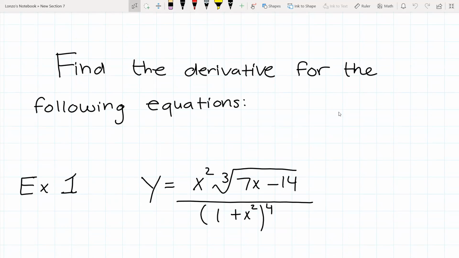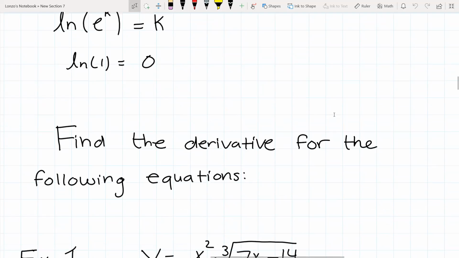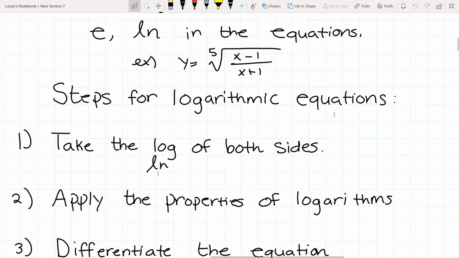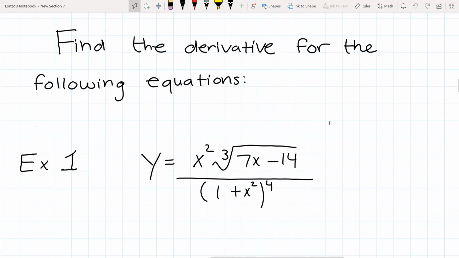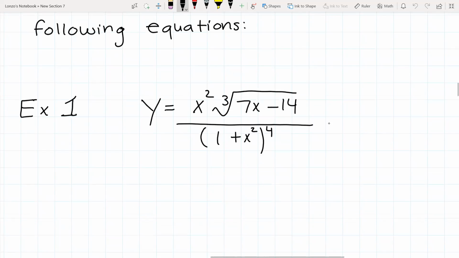So what we're going to do is step 1, take the ln of both sides. Okay, so that's what I'm going to do. I'm going to take the ln of both sides. So on the left side, it would be ln of y equals ln of this whole thing.